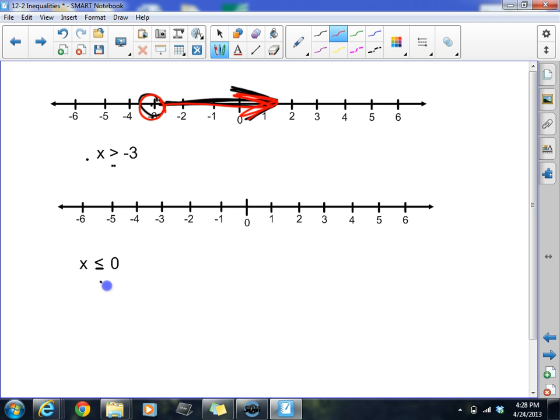Alright. Next one, x is less than or equal to 0. So now here, it could be 0, so I'm going to fill in my circle. It could be 0, but it is less than or equal to 0. So I'm going to draw my line like that. So those are the first two graphs.